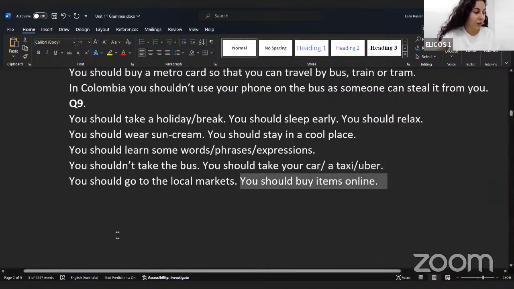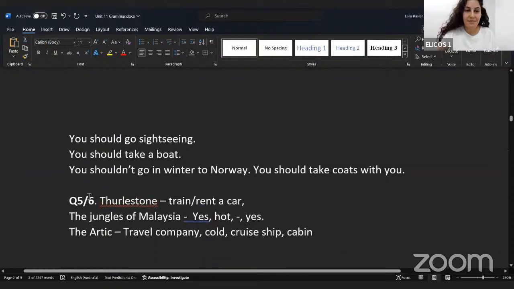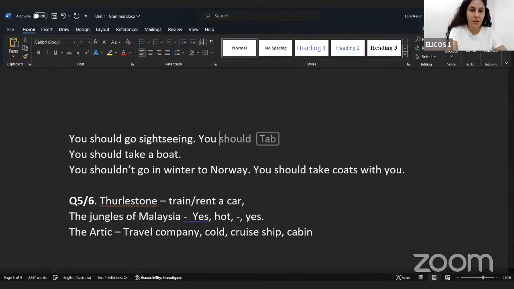Italy has very old and beautiful buildings. So you should go sightseeing. That means that you should go to a city and look around, see all the amazing buildings and historic places. And yeah, you should go sightseeing. You should take a tour. We could say you should take a tour of the city. Or you should take a tour.